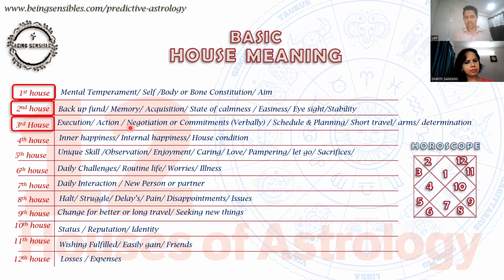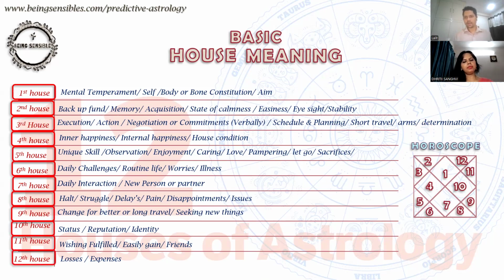Third house is execution, action, negotiation, commitment, verbally, and commitment only verbally. Scheduled planning, short traveling, arms, determination. Fourth house is inner happiness. For the fifth house, just go through it and you get an idea of the shorter meanings for prediction basis.